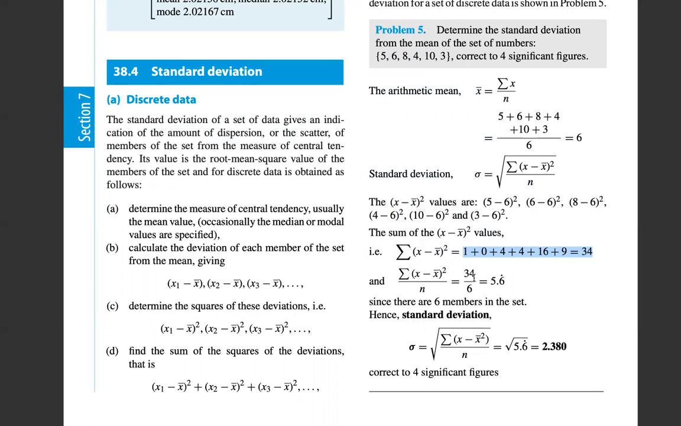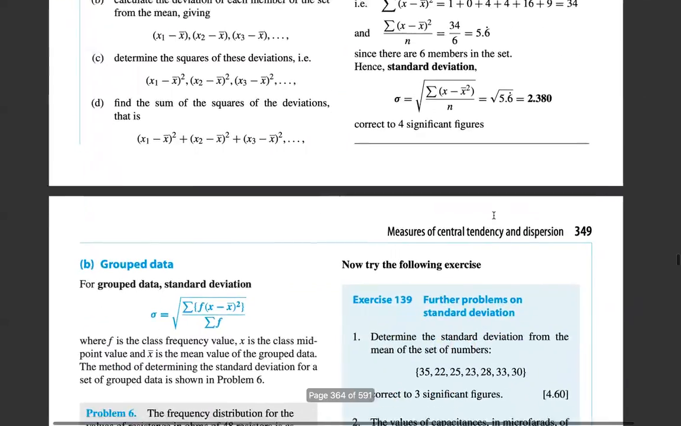And then we find the average, right? 5.6. And then you have to square root that. So 2.3. So to 4 significant figures it is 2.380. If you draw a table, it makes things a little bit easier to follow, right? To find the standard deviation.